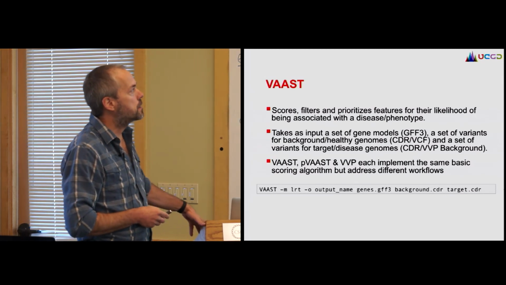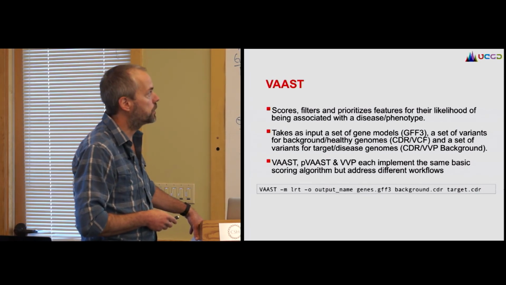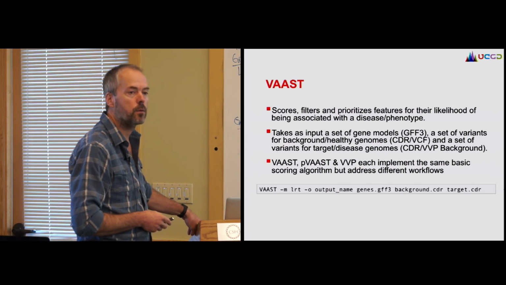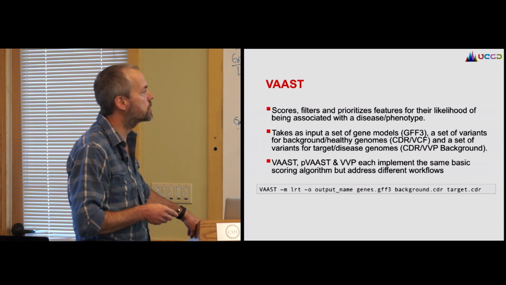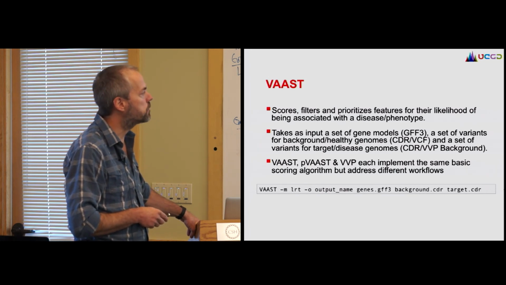Okay, so VAAST, the original tool and the primary tool, scores, filters, and prioritizes features for their likelihood of being associated with a disease or a phenotype. VAAST, PVAST, and VVP each implement this same basic scoring algorithm, but address different workflows.